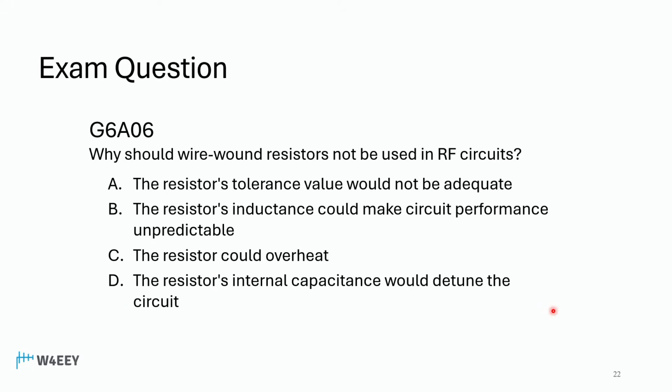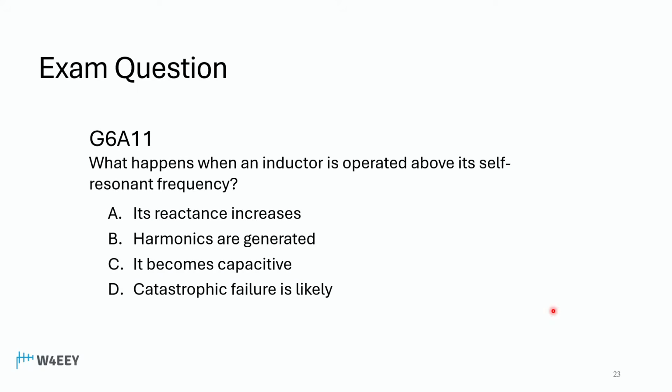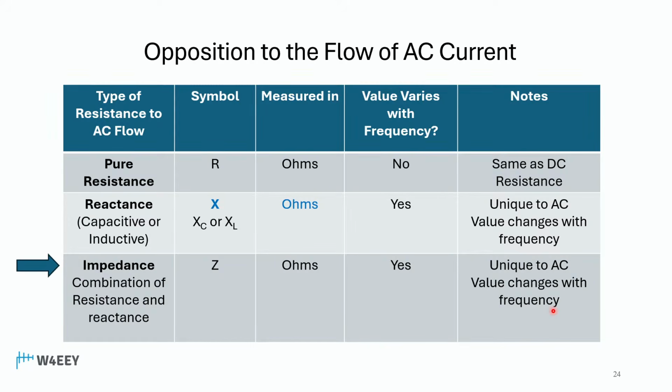Why should wire-wound resistors not be used in RF circuits? Bravo. The resistor's inductance could make circuit performance unpredictable. What happens when an inductor is operated above its self-resonant frequency? It started out as an inductor. Charlie. It becomes capacitive. Exactly. Yikes is right. So, all right, we're moving on to the next concept here called impedance.